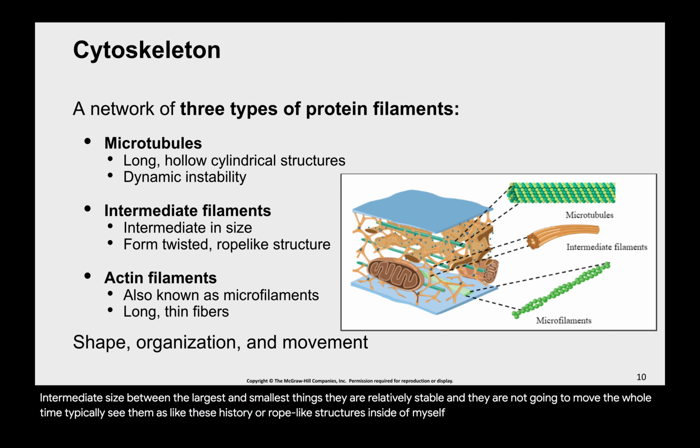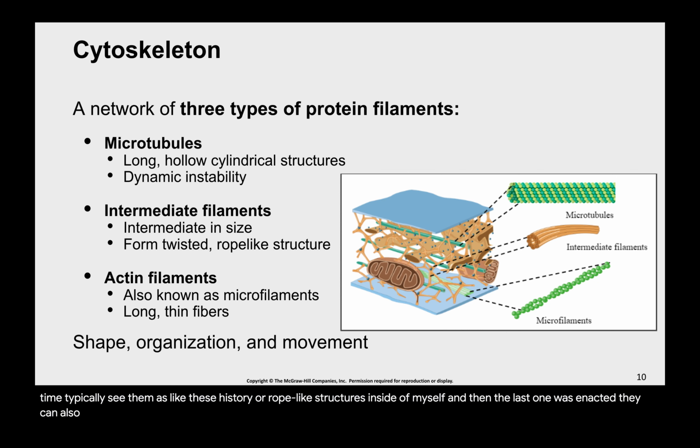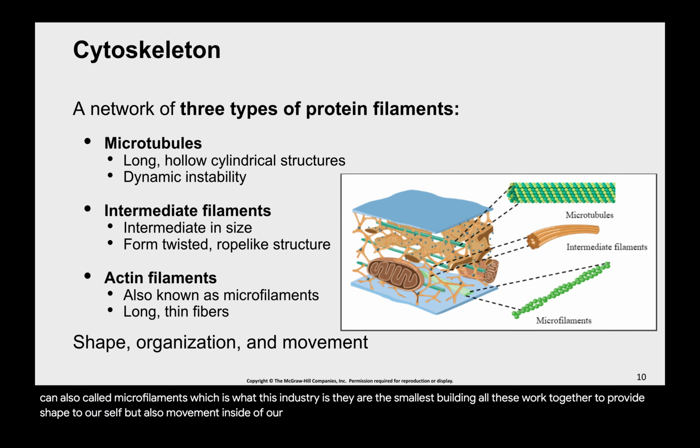And then the last one is the actin filament. Actin filaments can also be called microfilaments, which is what this image here is calling them. They are the smallest, and they're really long. All of these work together to provide shape to our cell, but also movement inside of our cell. It's called a skeleton because it's kind of like the skeleton of the cell. It provides that shape.